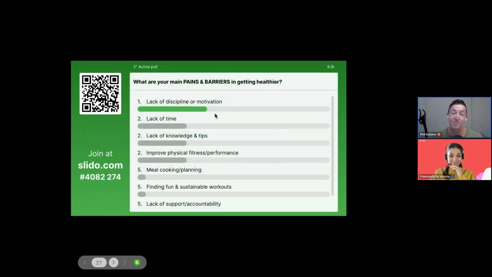No, lack of discipline or motivation. Maybe I should have split that answer into lack of time. Interesting, yes, quite common. Knowledge and tips also. Improving physical fitness. Okay, I might have worded that better actually. It'll be interesting to see, based on the chart I've shown, if you reflect first of all, whether you feel you've got the motivation more than the discipline.